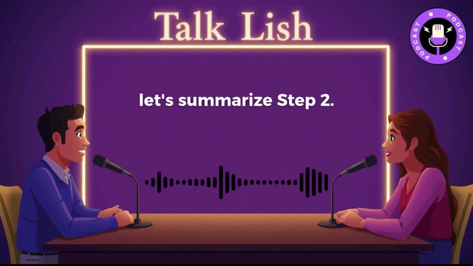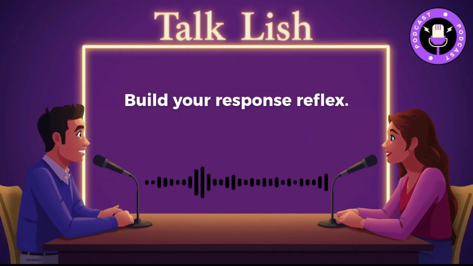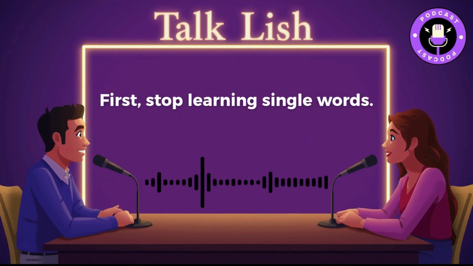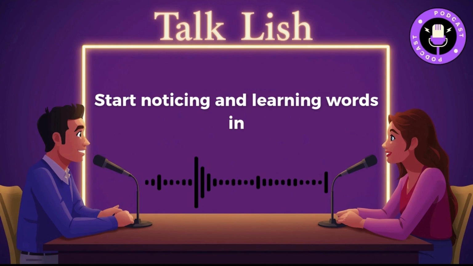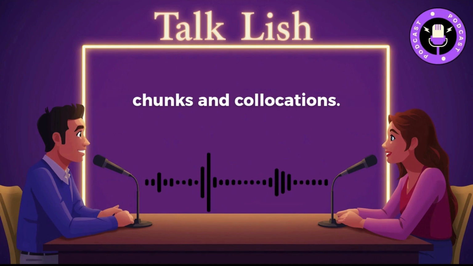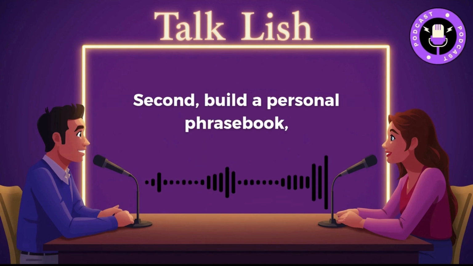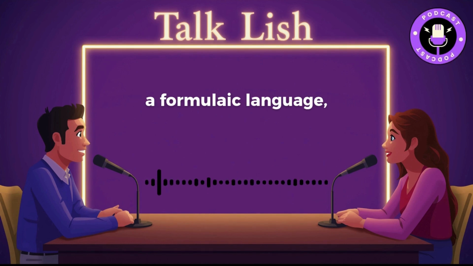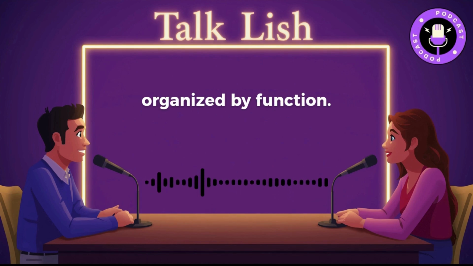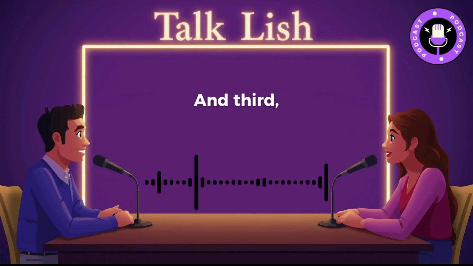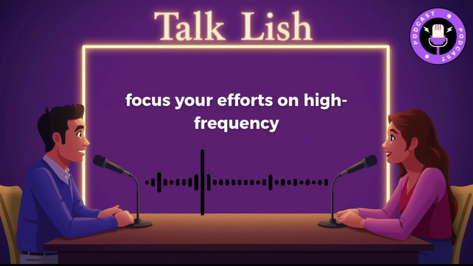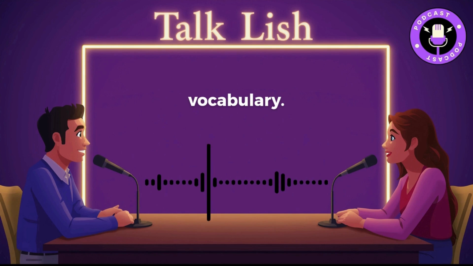So, let's summarize step 2. Build your response reflex. First, stop learning single words. Start noticing and learning words in chunks and collocations. Second, build a personal phrase book, a formulaic language, organized by function. And third, focus your efforts on high-frequency vocabulary.